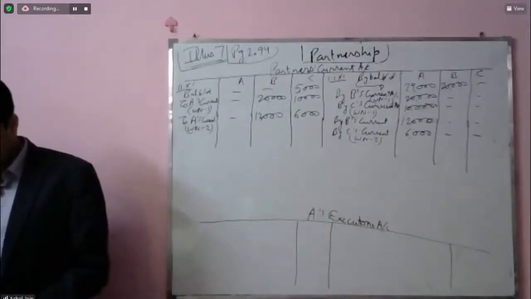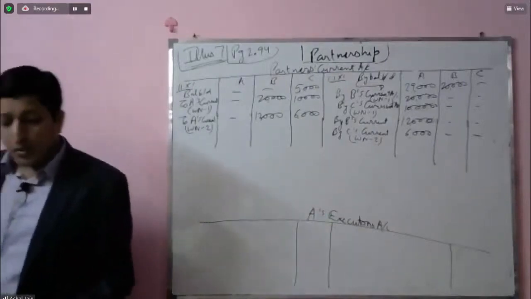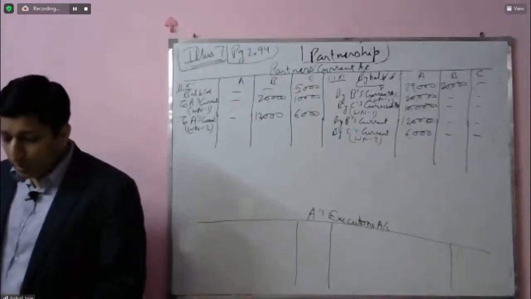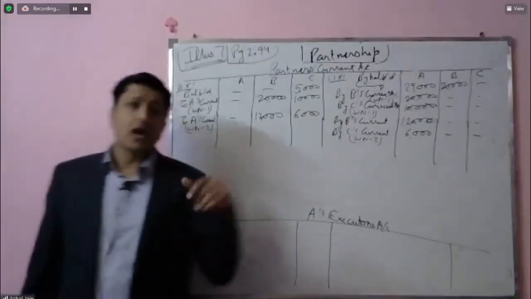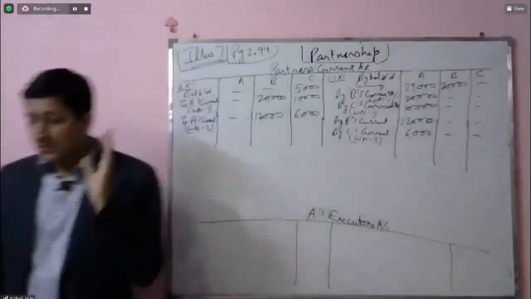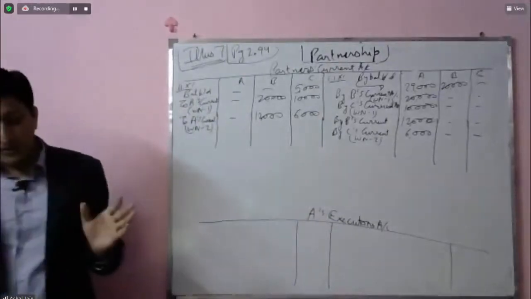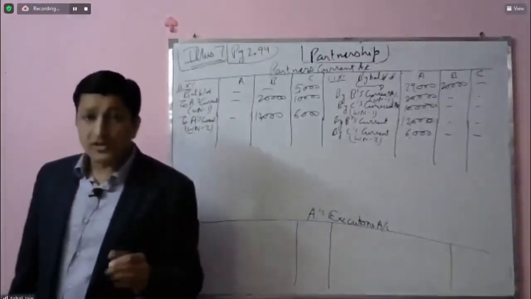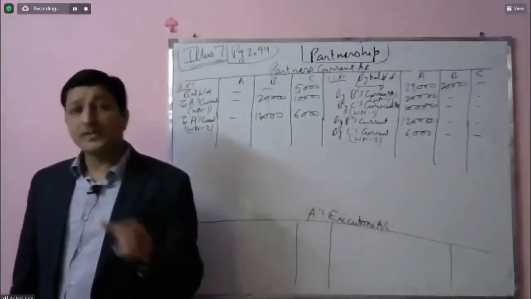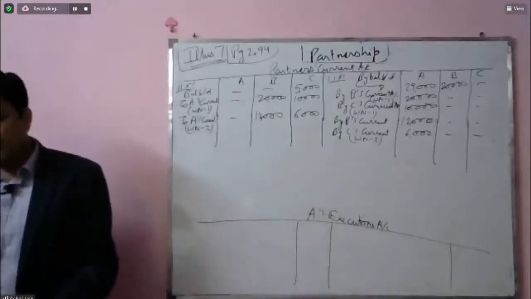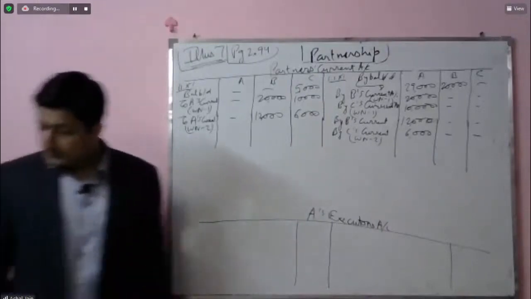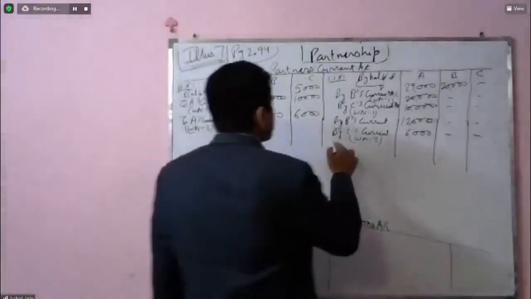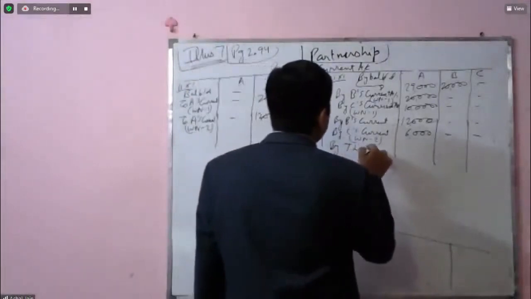Moving on to the next adjustment, that is about joint life policy. 26,000 have been realized out of 20,000 book value. So 6,000 will be required to be distributed. 6,000 will be required to be distributed, and this will be distributed to whom? This will be distributed to A, B, and C. So we'll say by joint life policy.